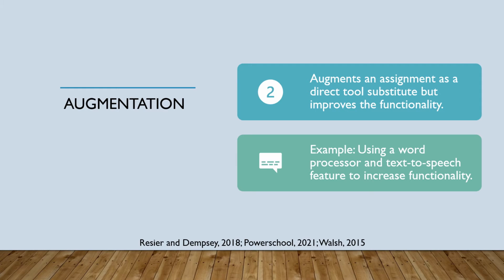The second level is augmentation. In this level, you can take an assignment as a direct tool and use a substitution while improving the functionality. An example of this is using a word processor and text-to-speech feature to increase the functionality. Now, we're going from step 1, where we're taking a handwritten assignment, to using a word processor to type the assignment. Now we're going to use that word processor and text-to-speech to increase the functionality.